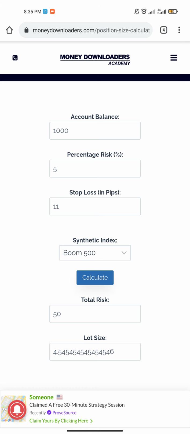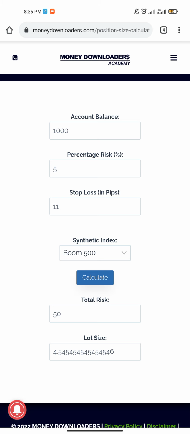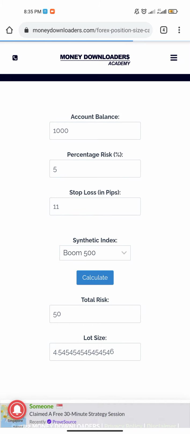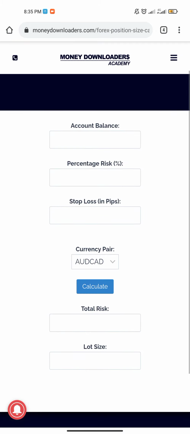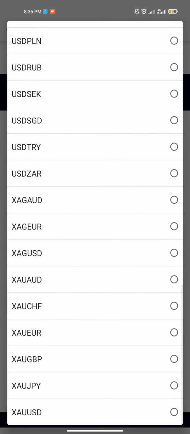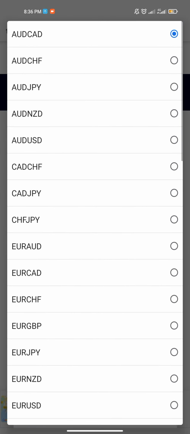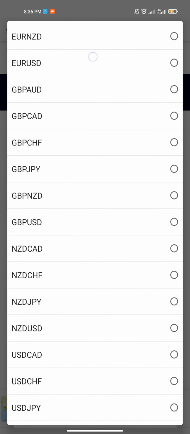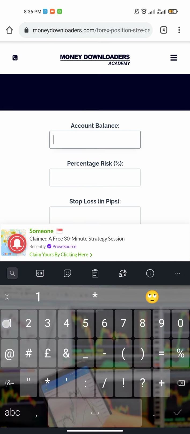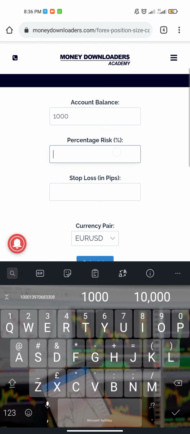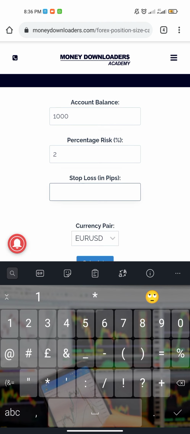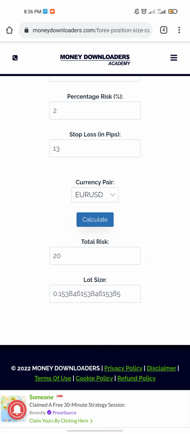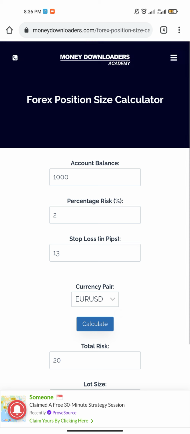So this is the one I use. There are other ones out there, but this one is the one I use because it has both the forex calculator here as well. You see it, choose your pair, just the way you were taught last week. So you can do both in one place. Let's say you are trading Euro USD, account balance $8,000, 2% risk, which is $20, stop loss, let's say 13 pips. Now calculate. You see the loss size that was recommended, and so on and so forth.